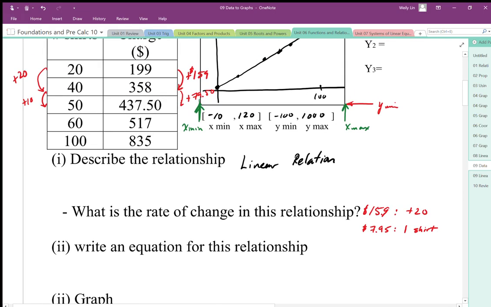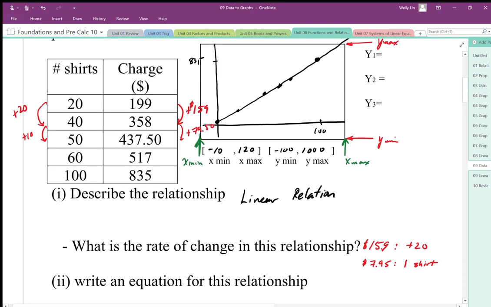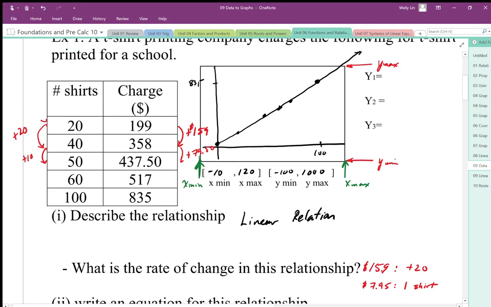And to write an equation for this relationship, I kind of want a starting position. I want to get back to 0. So how do I get back to 0? Maybe I'm just going to go up a little bit so I can have room to write. If I go back to 0, I can subtract 20 shirts. But if I subtract 20 shirts, how much money would I have to subtract? I'd have to subtract $159. So for 0 shirts, it looks like I would be charged $40.